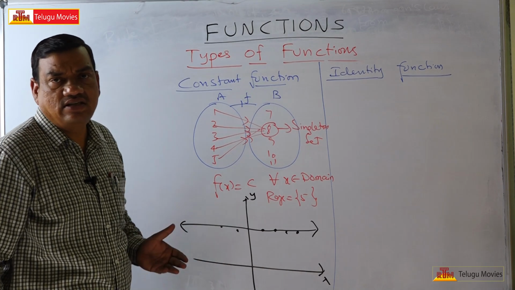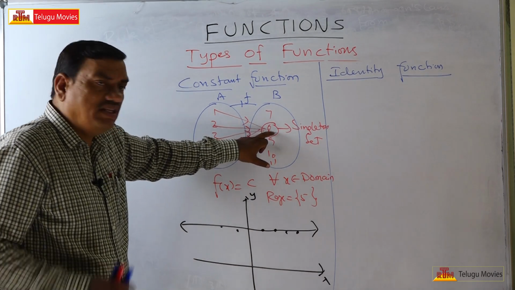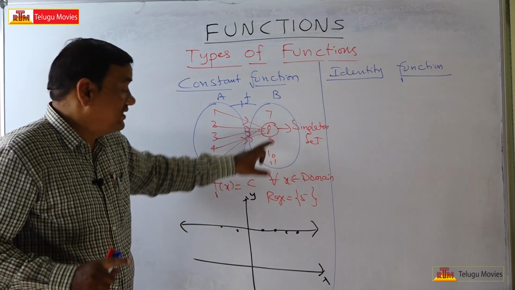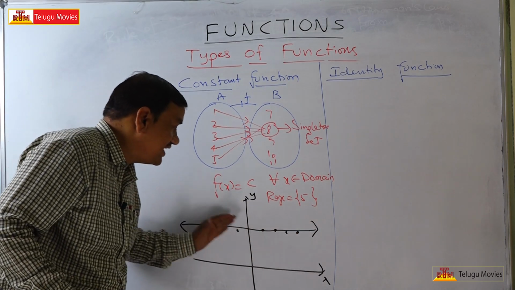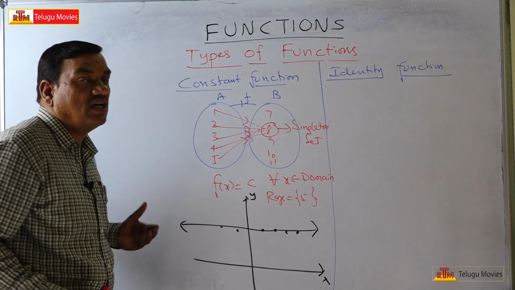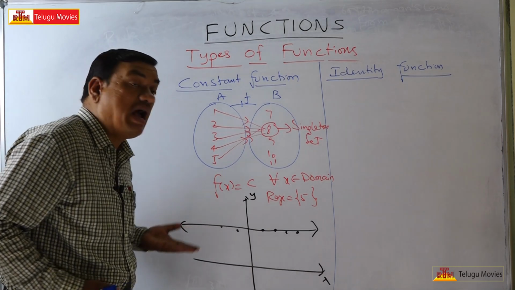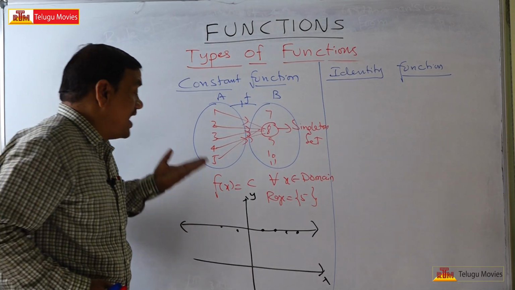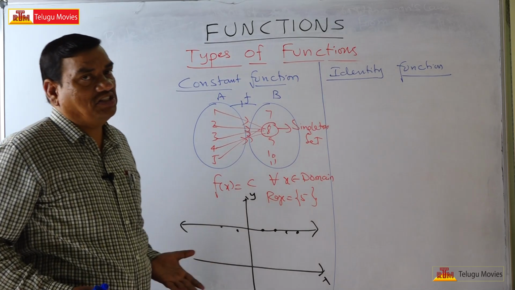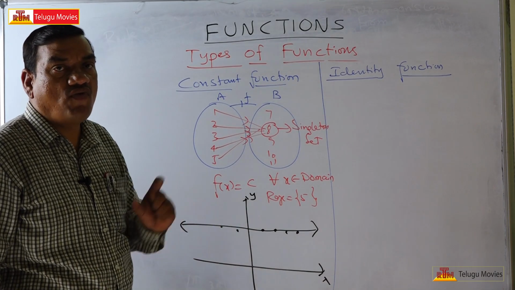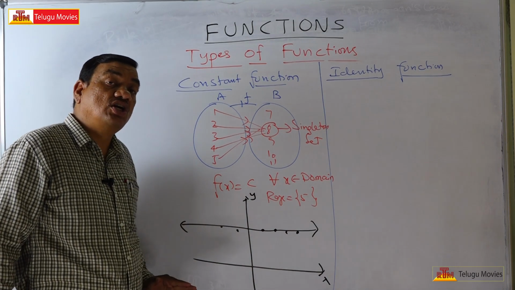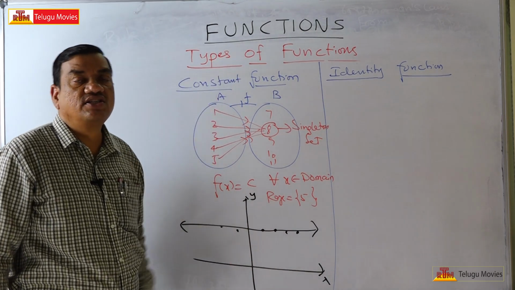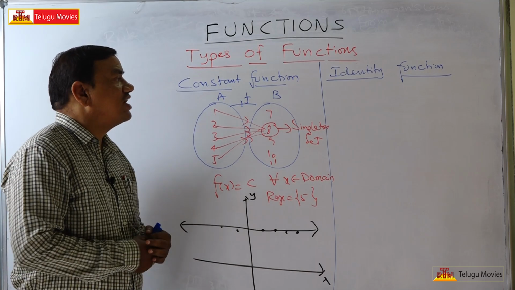Why? Because for different x values, the image, the y value, is the same. That means obviously you will get a straight line, and the line should be parallel to the x-axis. Clear? If the graph of the function is a straight line and the line is a horizontal line, then we can clearly say that function is a constant function.